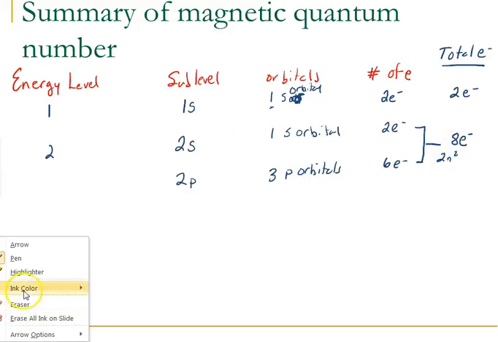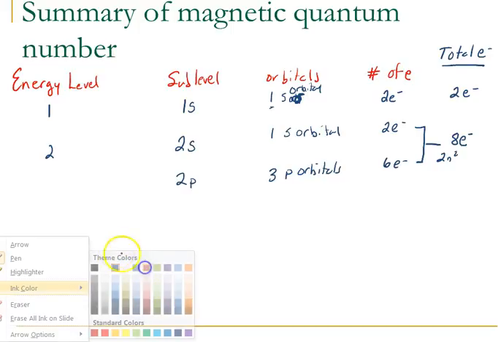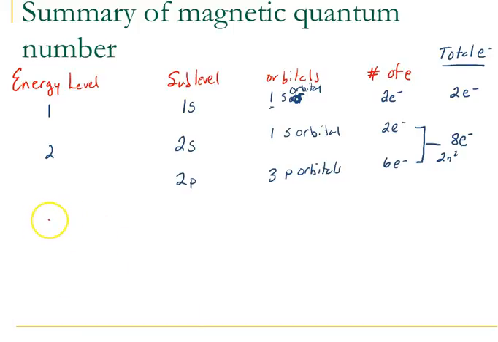Let's change ink color. Okay, on energy level 3, we have 3 sublevels, 3s, 3p, and 3d. In 3s, we have one s orbital.